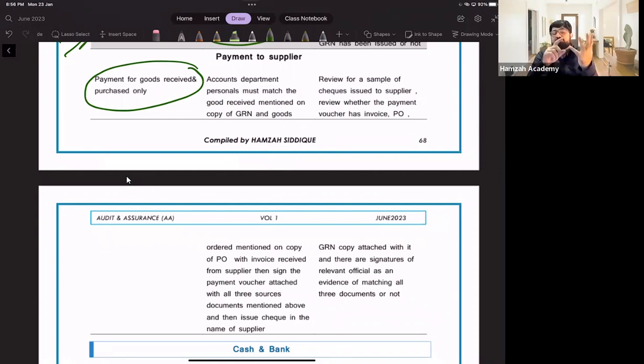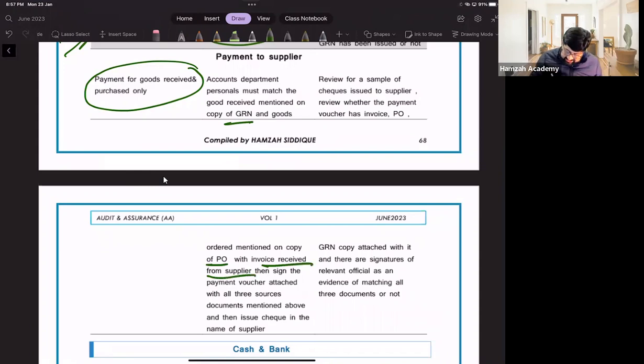Account department, three things. Purchase order copy, GRN. Purchase order is the order placed, then copy of purchase order. Goods received note, what have been received? And invoice. These three should be matched. They must match: GRN, purchase order, invoice received from supplier.